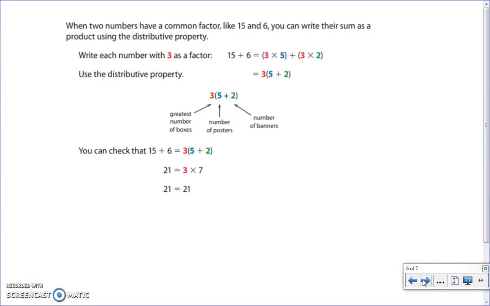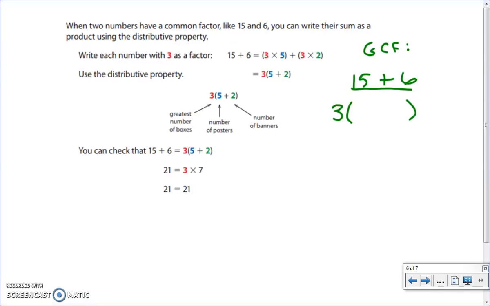It says when 2 numbers have a common factor like 15 and 6, you can write their sum as a product using the distributive property. So in this case, we knew that 15 and 6, when we look at a sum of numbers, yes, I know that is 21, but if we think about what their greatest common factor is, in this case, we decided the greatest common factor between 15 and 6 was 3. We can use the distributive property to change how 15 plus 6 looks, and this is going to be a very important skill for you someday when you take algebra.